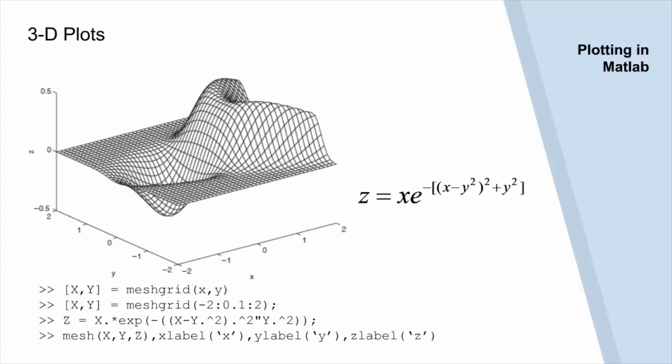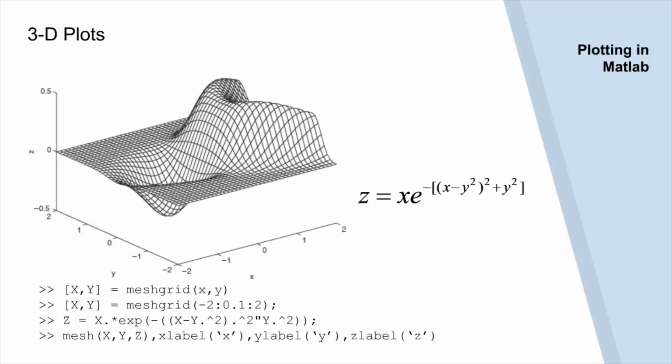The meshgrid function generates the grid. The syntax for meshgrid is [X, Y] equals meshgrid(x, y), where small x is the range from x minimum to x maximum, and small y is y minimum to y maximum. This function will generate the coordinates of a rectangular grid with one corner at x minimum, y minimum, and at the opposite corner x maximum, y maximum.